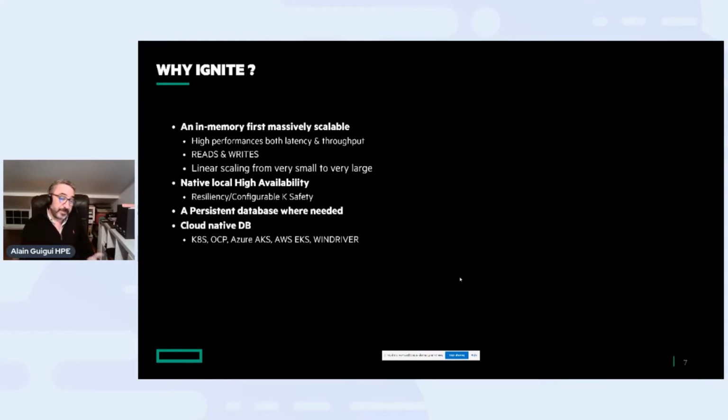Cloud native, of course, because as you've seen, we are transforming the core network and the whole network around the cloud, going cloud native. So we needed something we could deploy on plain vanilla Kubernetes, OpenShift, AKS, EKS, Wind River, and so on, and there is also Tanzu in the list.